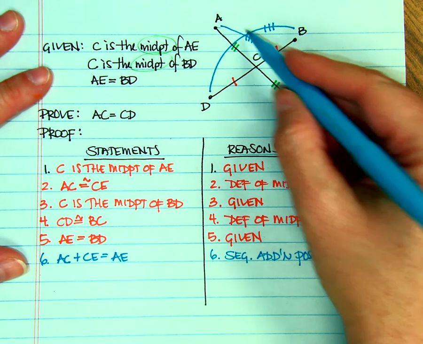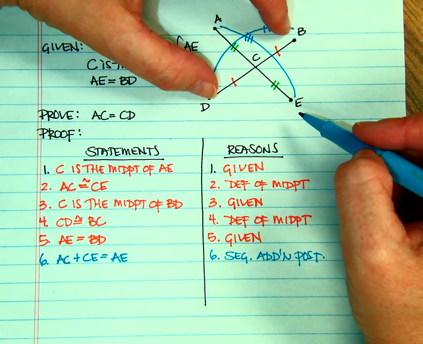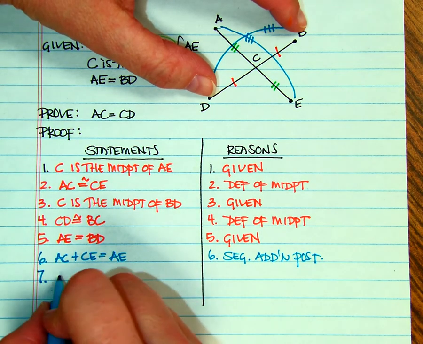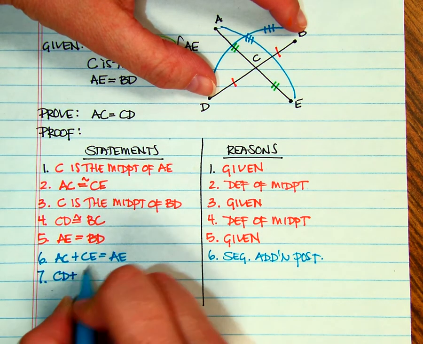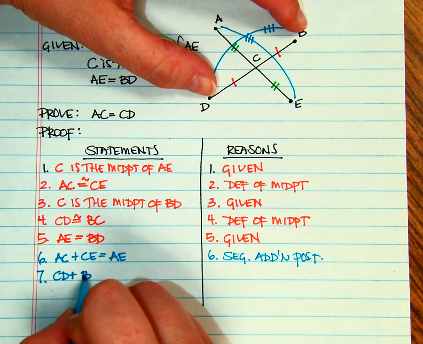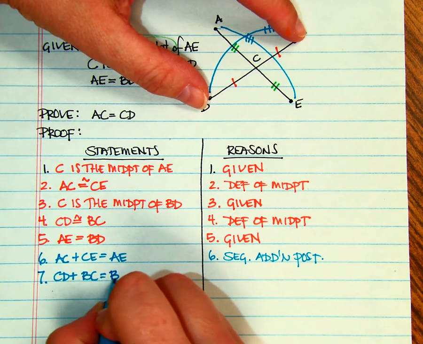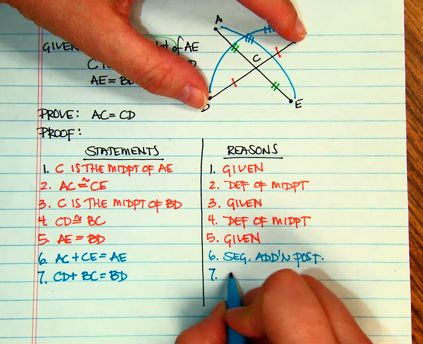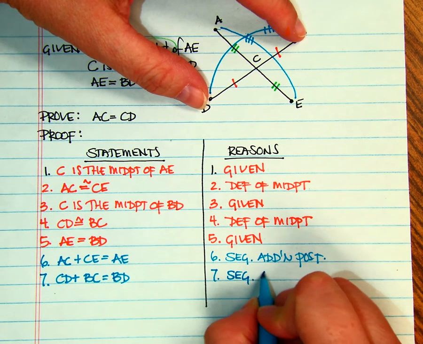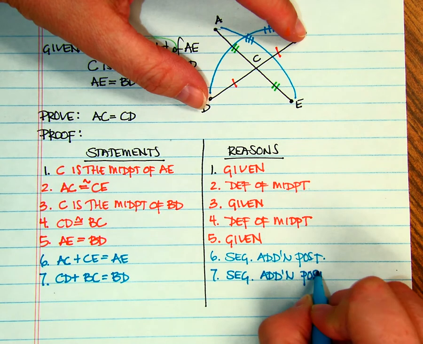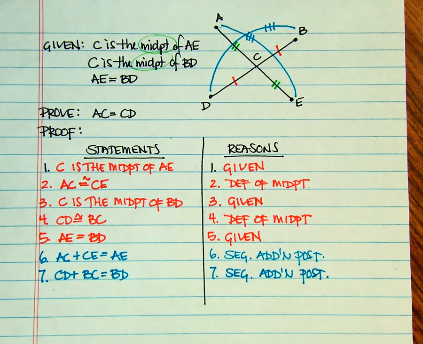Okay, so that covers this segment. I have my other segment. And again, I want to be consistent. So CD plus, I used BC earlier, equals BD. Again, segment addition postulate.